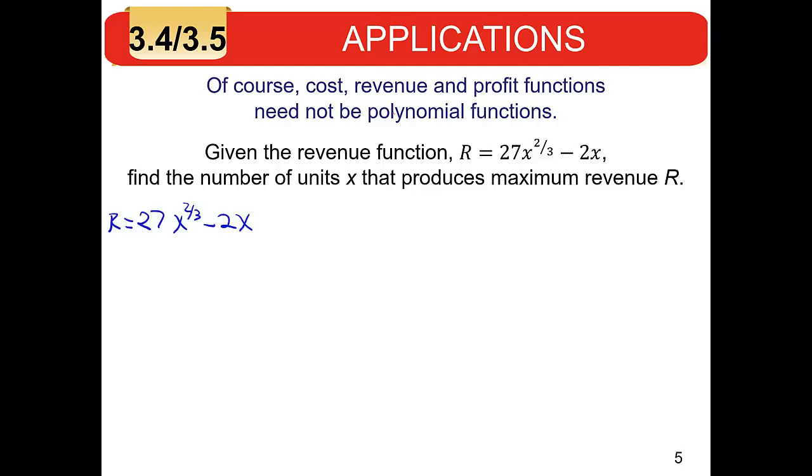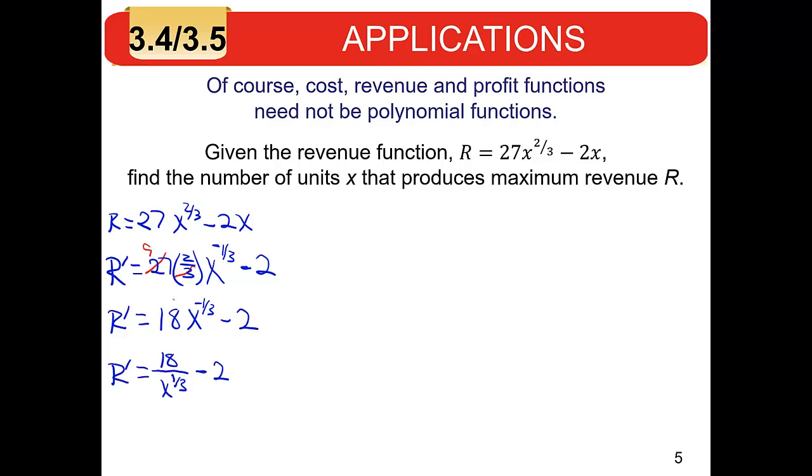You take the function, you take the derivative, so you've got 2/3 times 27, reduce the power of 2/3 by 1, that gives you negative 1/3, and of course the derivative of minus 2x is minus 2. The 3 cancels into the 27, leaves 9. 9 times 2 is going to be 18. Then you've got that negative exponent, so you can put 1 over the positive. And then finally, you've got to remember that a 1/3 power is a cube root.